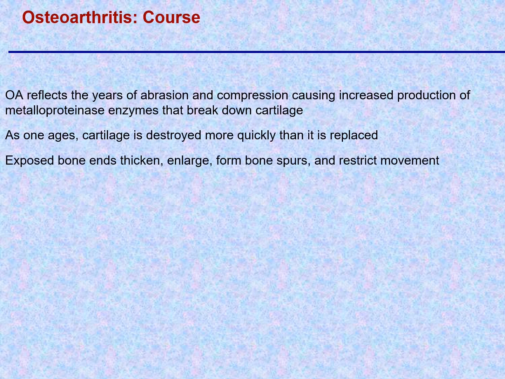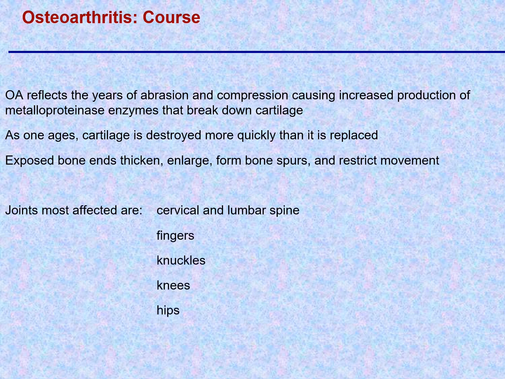The course involves damage due to years of use of the joint, and abrasion, compression. The cartilage gets destroyed, and it's not replaced quickly. It's not a very self-healing tissue. In the end, the bone is uncovered. The end of the bone is present, and you have enlarging and bone spurs and restriction of movement.